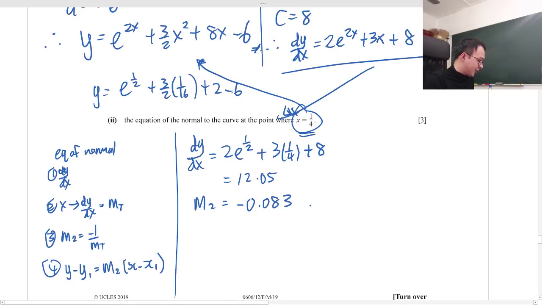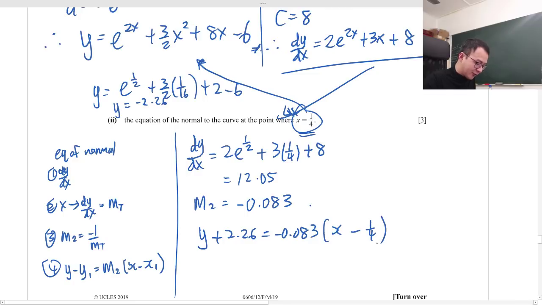No, I typed wrongly. Let me just type again. Plus 3 over 32 minus 4. So should get y equals to -2.26. And from the equation, y plus 2.26 equals to -0.083, and then x minus 1 over 4. Yeah, I kind of need to solve this equation. So y equals to -0.083x.